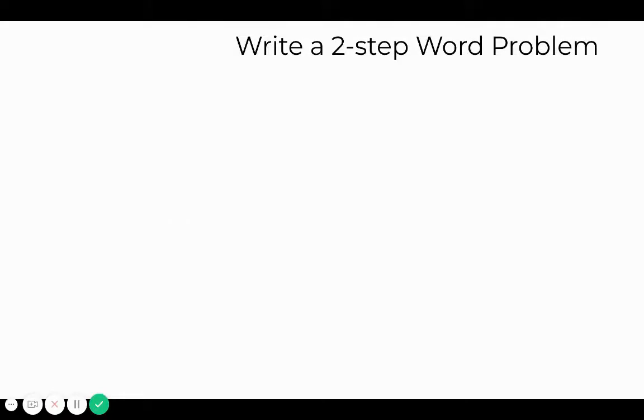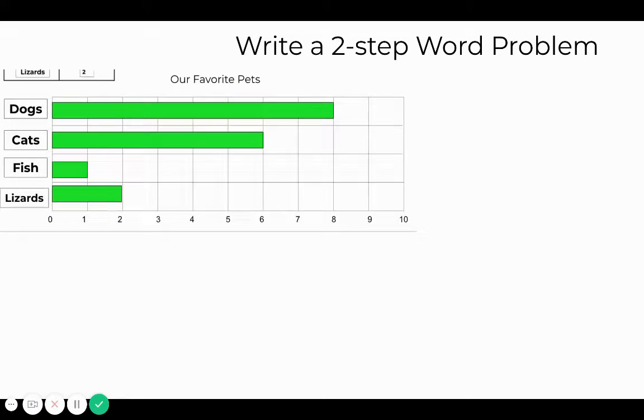The last task you'll have on this page today is to write a 2-step word problem. Yesterday, you practiced some 2-step word problems, so you probably have some ideas in your mind about what you can make your word problems like. Here are a couple examples I came up with. You can look at either graph or the table to make your word problems because, again, the data is all the same. The numbers are the same on every graph.